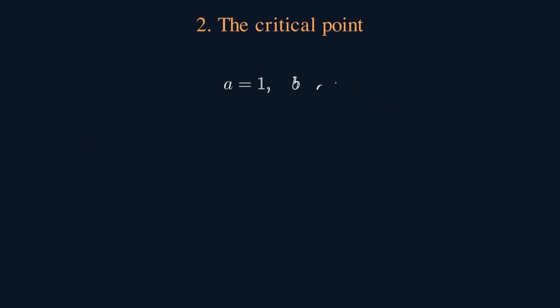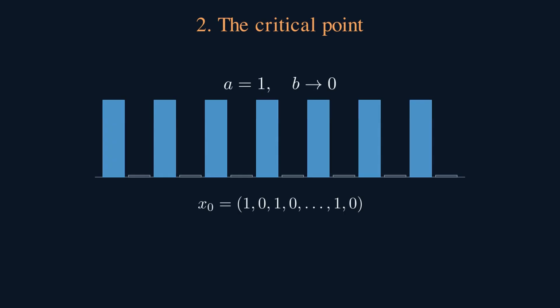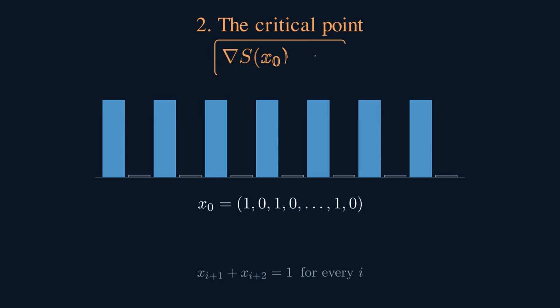Now push the plateau to its edge, send b to 0, keep a equal to 1. You land on a sharp object, a equal to 1, b equal to 0, alternating around the ring. Call that point x0. At x0, every denominator in the sum equals exactly 1, which makes the partial derivatives easy to read off. The gradient vanishes. x0 is a critical point, and it sits right on the boundary of the positive orthant. That boundary is the thing we have to stay inside of.